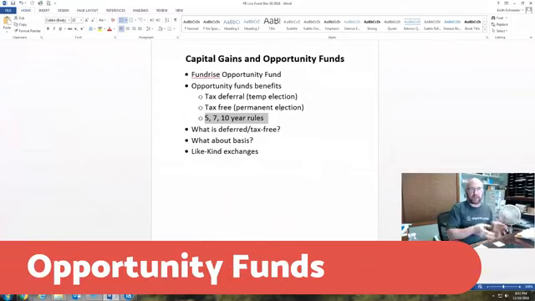So the temporary election is when you put it in, and things are temporarily deferred and suspended at that time. And then when you take the money out, you can't take money out in dribs and drabs over time. It's in and it stays there for a while. When you take it out, it becomes a permanent election, and it becomes taxable at that time.